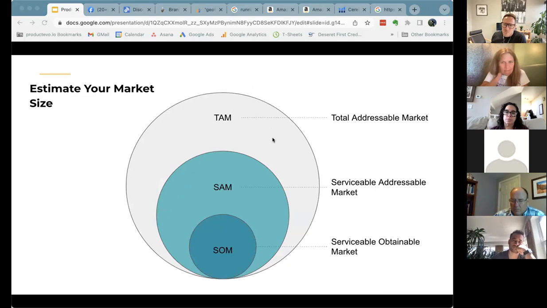That might be the total addressable market, but Nike can't even capture 100% of those sales. They have competitors. We all have competitors. So those competitors want some of that action too.